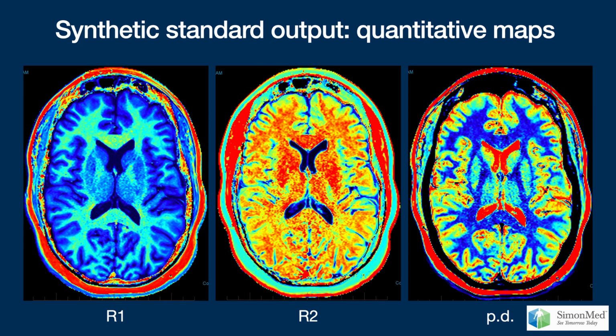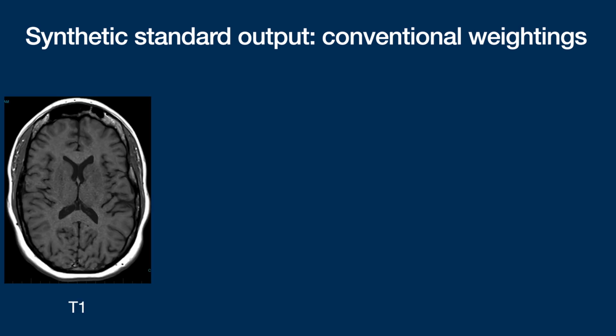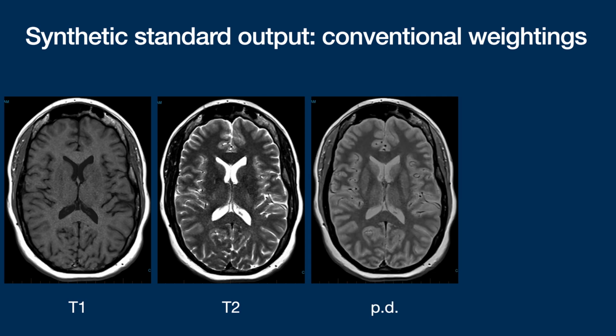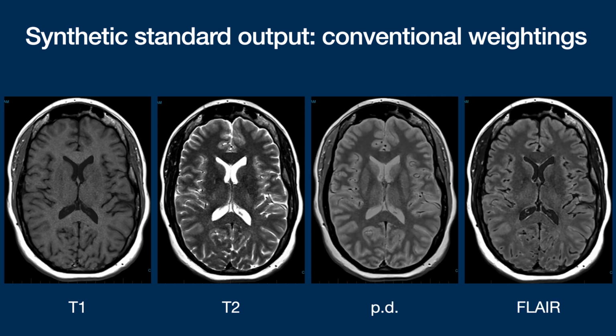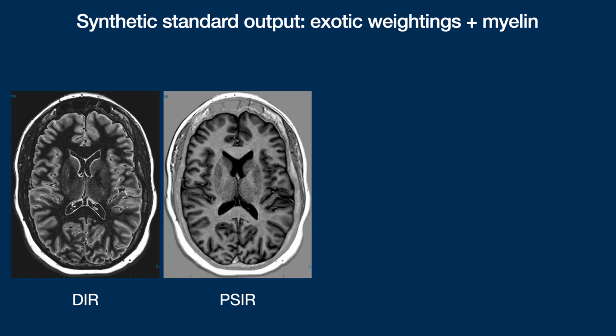This provides for the calculation of quantitative relaxivity and proton density maps, from which all other conventionally weighted sequences are then generated. From this, multiple weighted images are calculated, generating contrasts such as T1, T2, proton density, FLAIR, double inversion recovery with CSF and white matter nulling, and phase-sensitive inversion recovery.